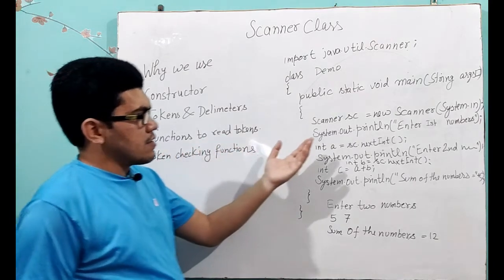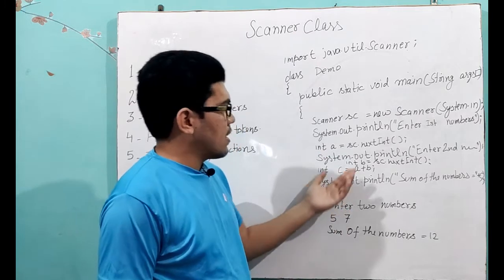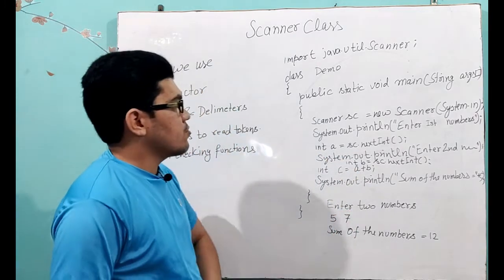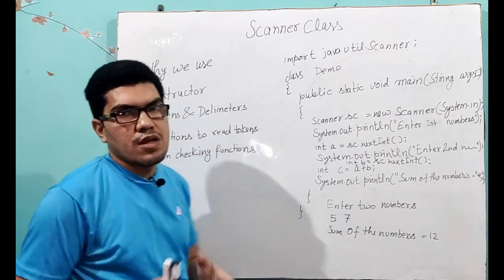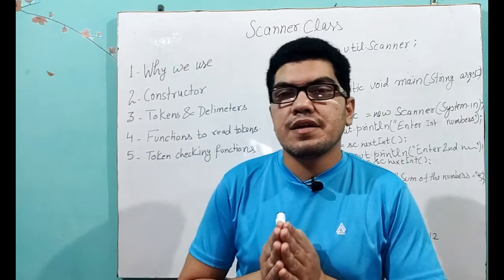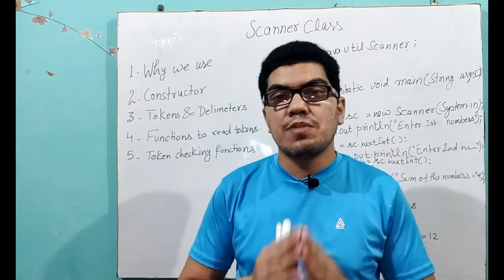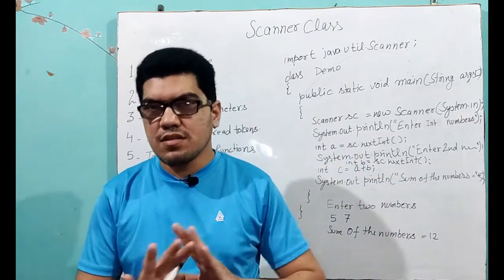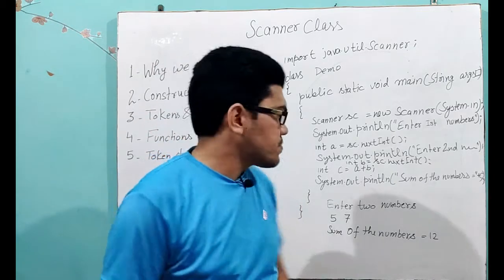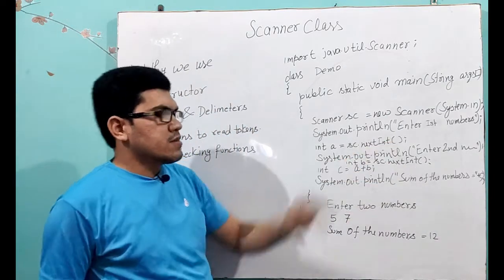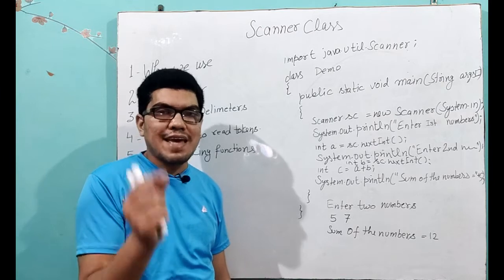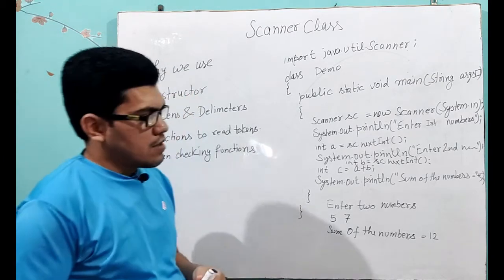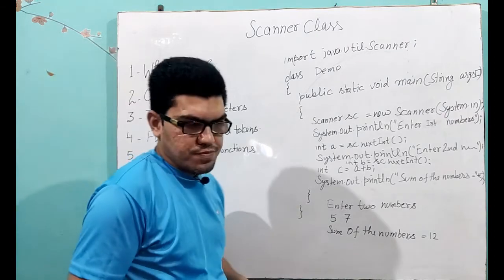Now here, if you see carefully, I took integer type values. You may need to enter float type values, double type values or boolean values. For boolean there is no function, keep it aside. Okay, so now suppose I want to take a name from the user, then what do we have to do?